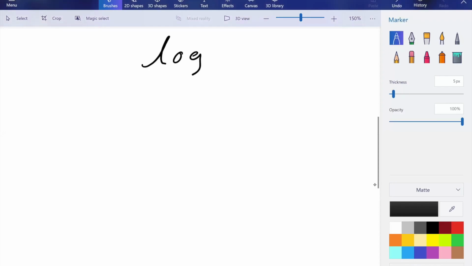Log. It's a very interesting topic. It's a very interesting chapter. We're going to cover log basics. In this video, we're going to cover what is log, what are its limitations, what tells us that this is a proper logarithmic function, and we'll take a few questions.